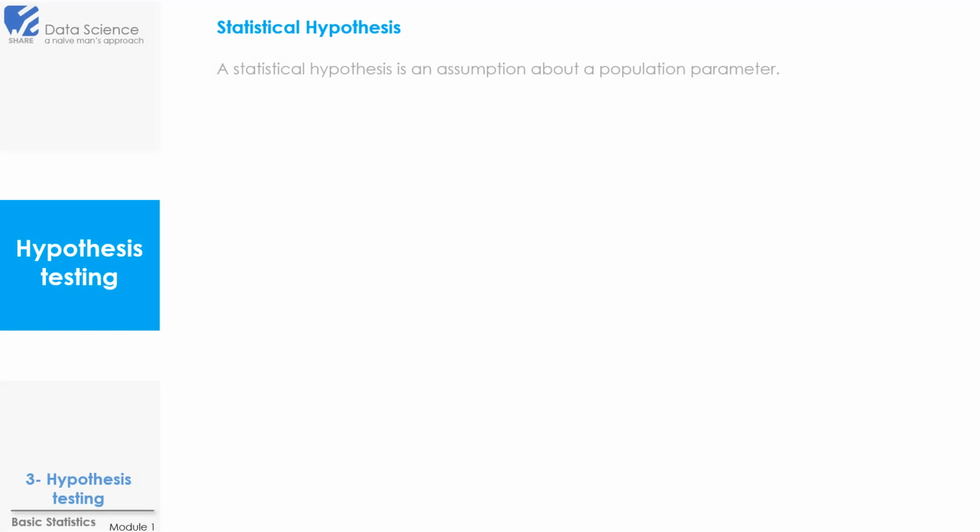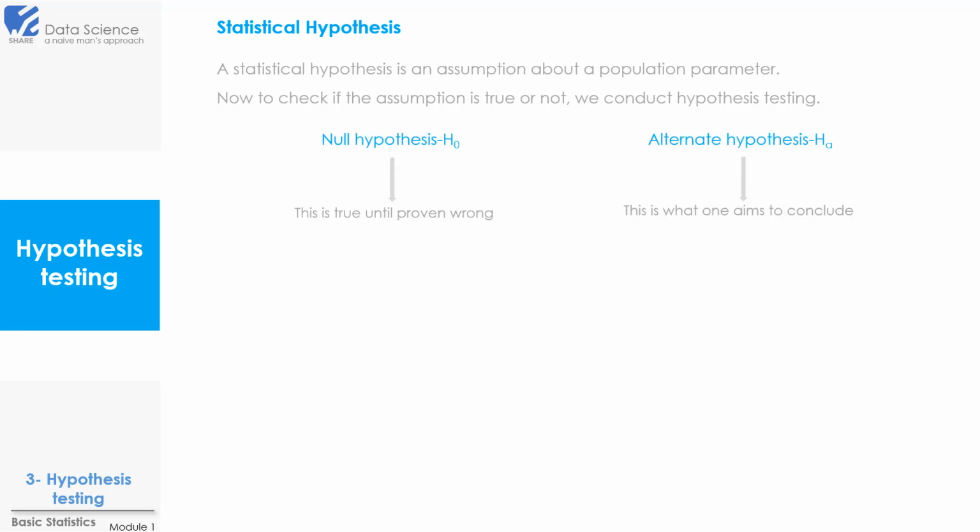Statistical hypothesis is an assumption about a population parameter, like population mean, etc. Now to check if the assumption is true or not, we conduct hypothesis testing. So how do we do it? We first define null hypothesis and alternate hypothesis. Null hypothesis is true unless it is proven otherwise, while alternate hypothesis is what we wish to conclude.